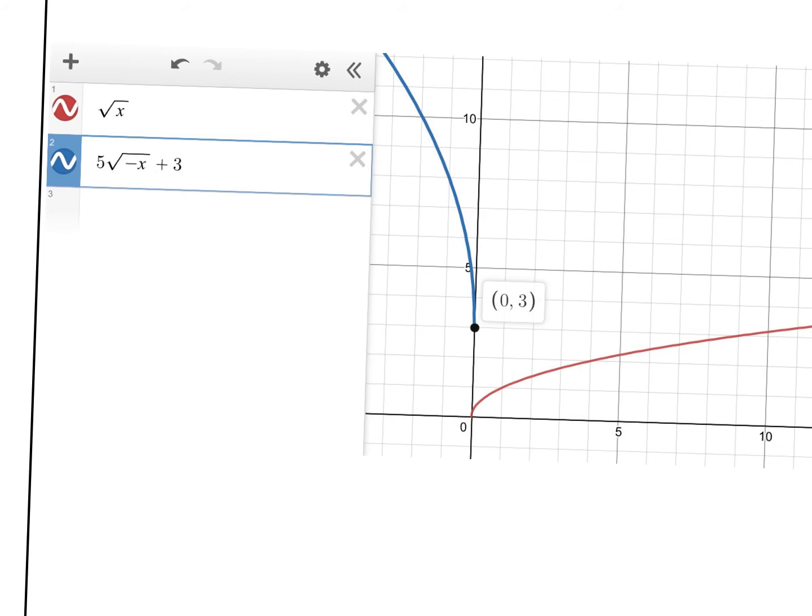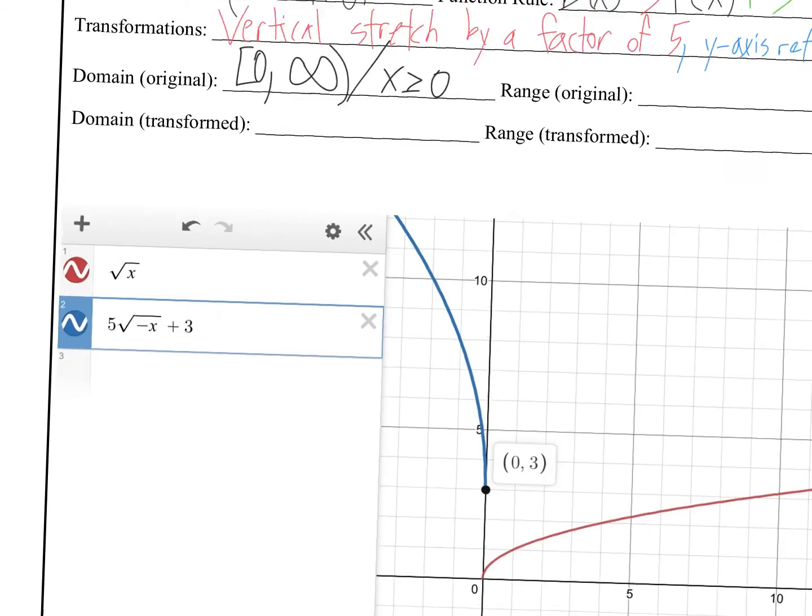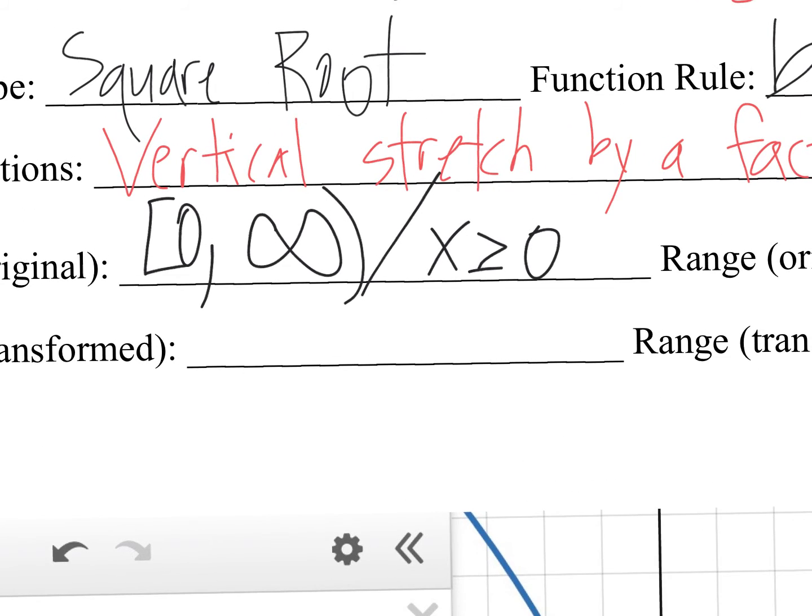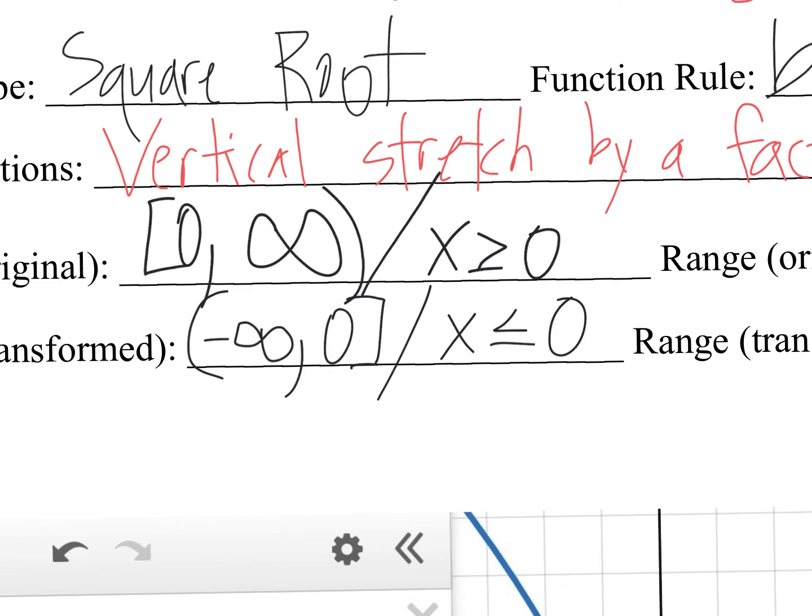So my domain is still going to start at 0, but it's going to the left forever, towards negative infinity. So technically, it is ending at 0. You say it's going from negative infinity in parentheses to 0 in a bracket. The other way you would represent that is, since it's going leftward now, your sign points to the left: x is less than or equal to 0.